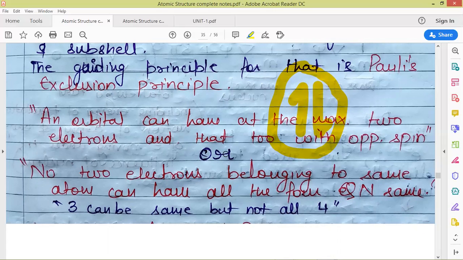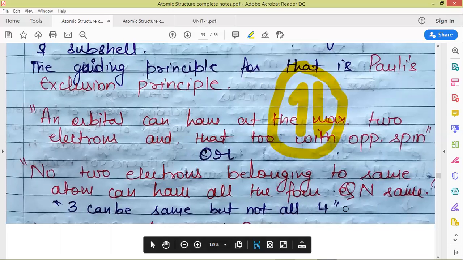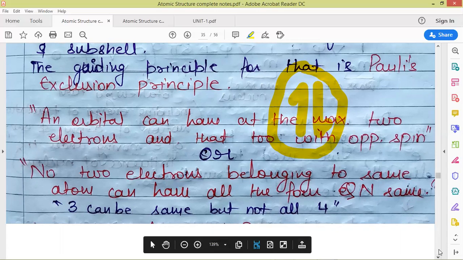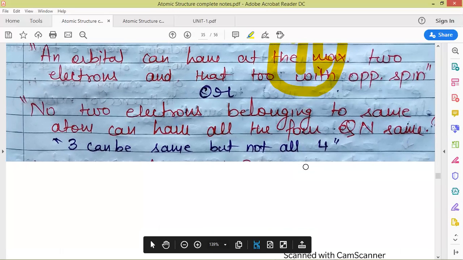Or we can say no 2 electrons belonging to the same atom can have all the 4 quantum numbers the same. 3 quantum numbers can be the same but not all 4, because they must have opposite spin. That means for one, the value of s should be minus half, and for the other the value of s should be plus half.